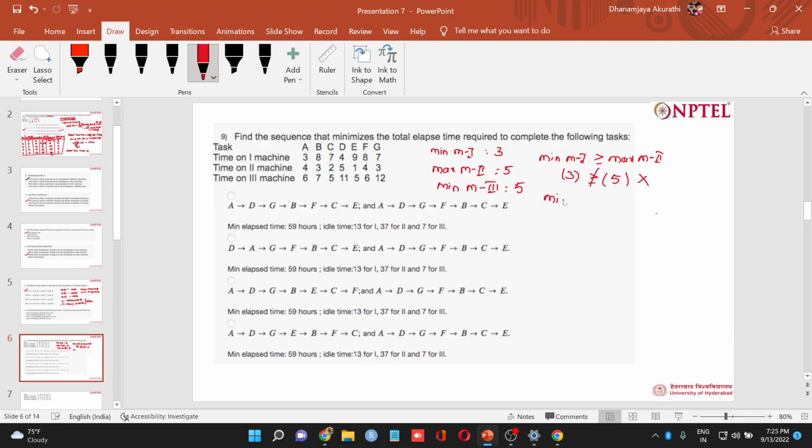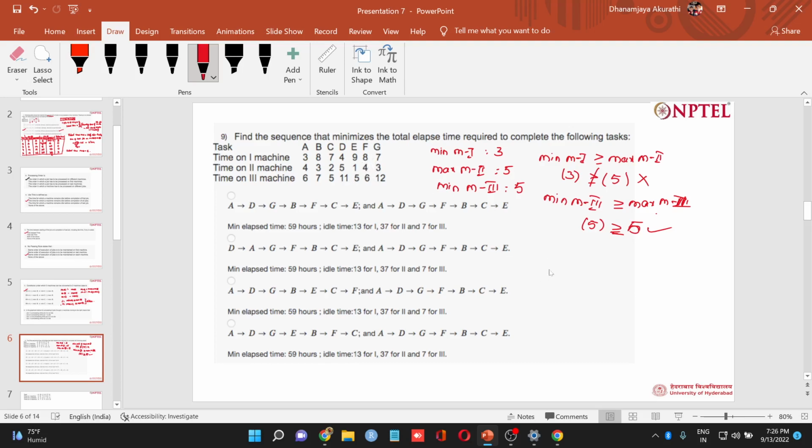And another criteria is minimum of mission 3 should be greater than or equal to max of mission 2. Mission 2 only. Minimum of mission 3, 5, greater than or equal to 5. Yes, it's true, right? Equal to sign. Don't forget about equal to. So it is true. Our second criteria holds. So that we can convert these 3 missions case into the 2 missions case.